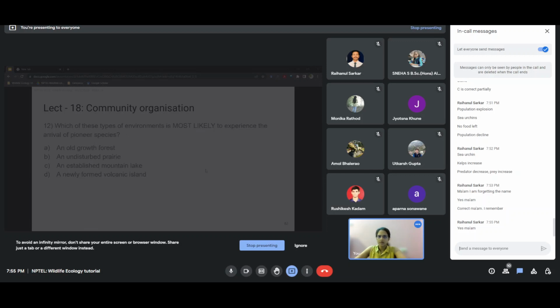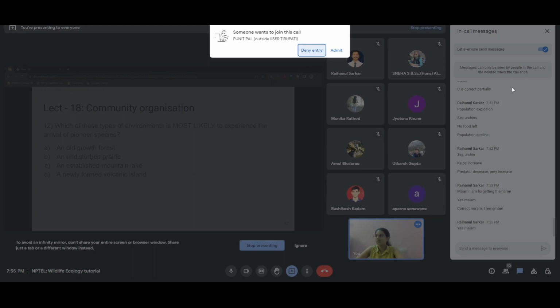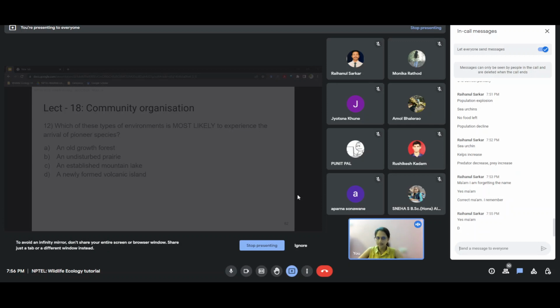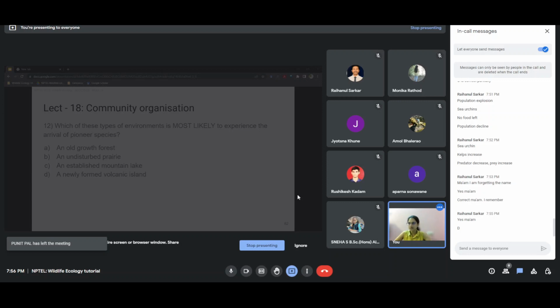Okay, so which of these environments is most likely to experience the arrival of a pioneer species, right? So you all know what pioneer species are, and which environment is most likely to experience the arrival of a pioneer species? Is it A, an old growth forest, B, an undisturbed prairie, C, an established mountain lake, or D, a newly formed volcanic island?